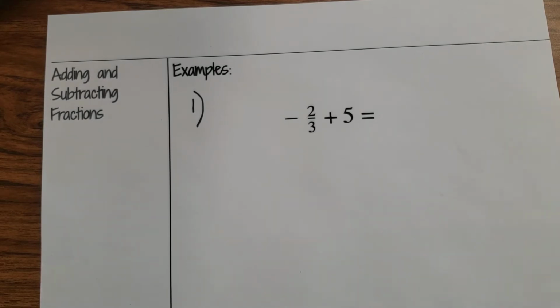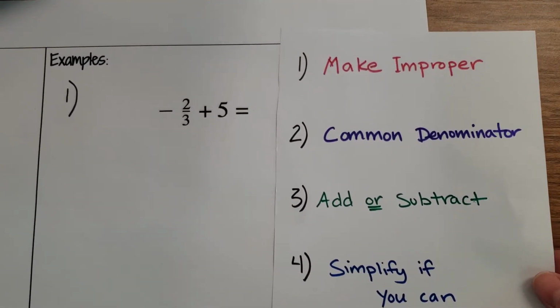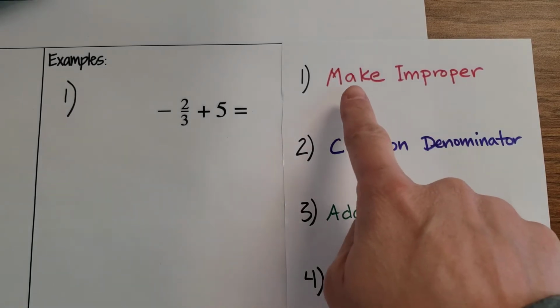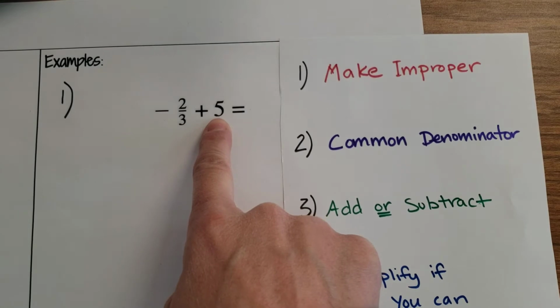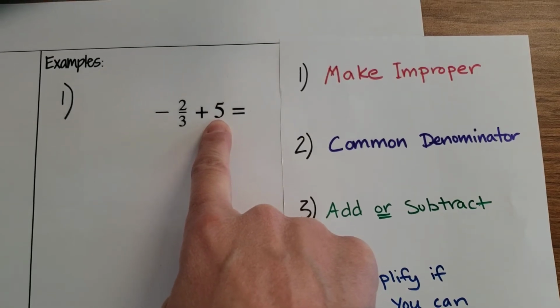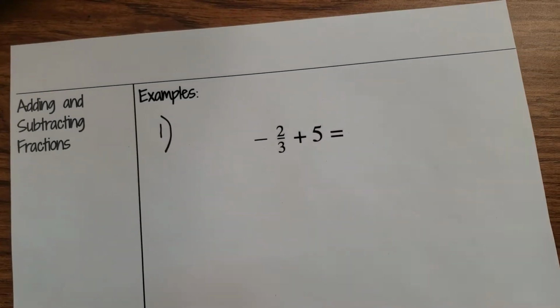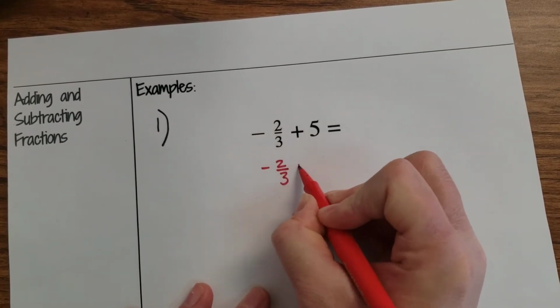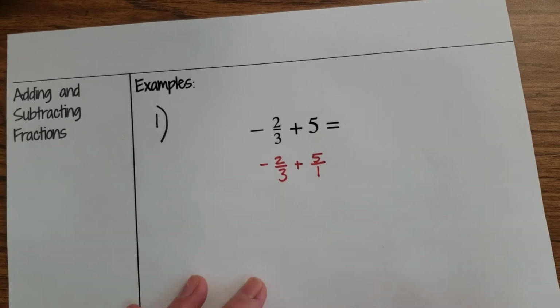A couple things to keep in mind as you are adding fractions. We want to first be sure that we have a numerator and denominator for both fractions. So we might need to make a fraction improper. And in this case, the whole number 5, we would need to make that a fraction. We know that we can make any whole number a fraction by writing it over 1. So I'm going to recopy negative 2/3, and then I'm going to write 5 as a fraction, 5 over 1.